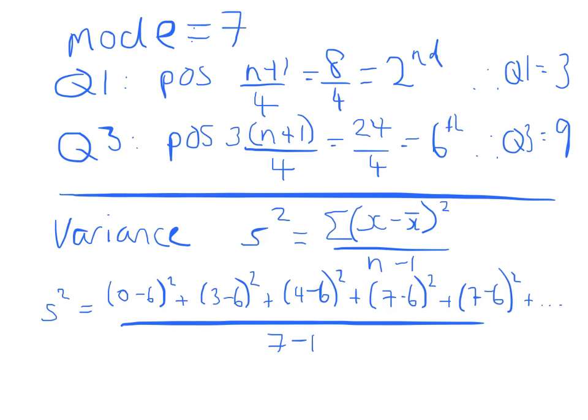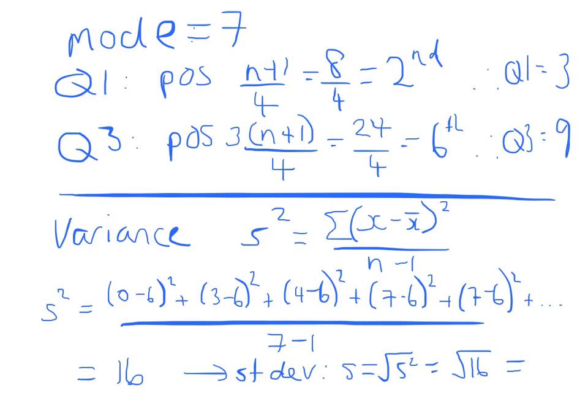Now if we put all of that into our calculator, we end up with 16. So our variance is 16. And we can then work out standard deviation because we know that's just going to be the square root. So S will just be the square root of our variance, which will be the square root of 16, which will give us a result of 4.